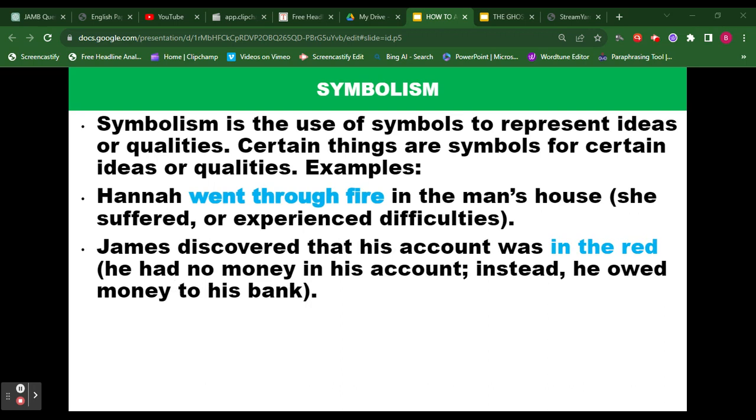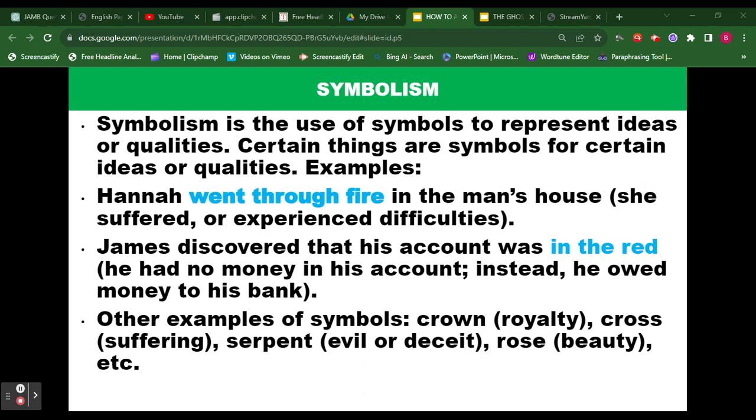Next, James discovered that his account was in the red. Now, in the red is an idiomatic expression, and the color red is a symbol. In accounting, red denotes debit. So it means that James had no money in his account. Instead, he owed money to his bank. Other examples of symbols include crown. Crown is a symbol of royalty. Cross stands for suffering. The serpent is a symbol of evil or deceit. Rose symbolizes beauty, and so on and so forth.